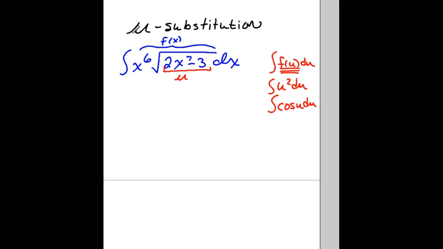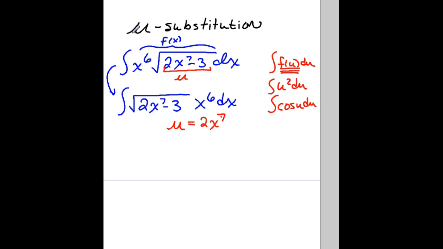And sometimes what's helpful, until you get good at them, is to take what you're going to have identified as your u and write it first, and then write the rest of the integrand. I didn't really do anything from here to here. It's the equivalent of saying 2 times 5 is, psych, 5 times 2. But what it does is it helps you organize your work. So we write a u statement. We say, I'm going to let u equal my inside function, 2x to the 7th minus 3.